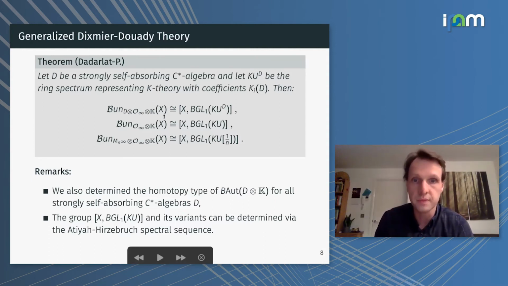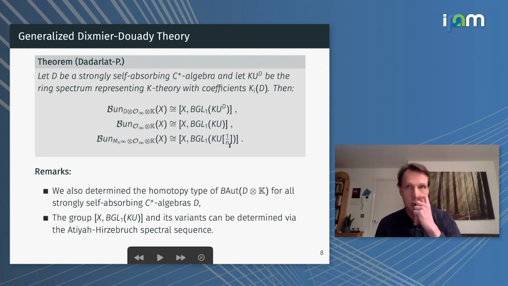And so if I just pick O infinity here, then I get back this space that I just explained on the previous slide, BGL1 of KU itself. If I pick here one of those infinite UHF algebras, then what happens in K-theory is that this is localized. So you get K-theory with some number inverted. So there's a spectrum that represents K-theory with an integer inverted, and that's what you get here.